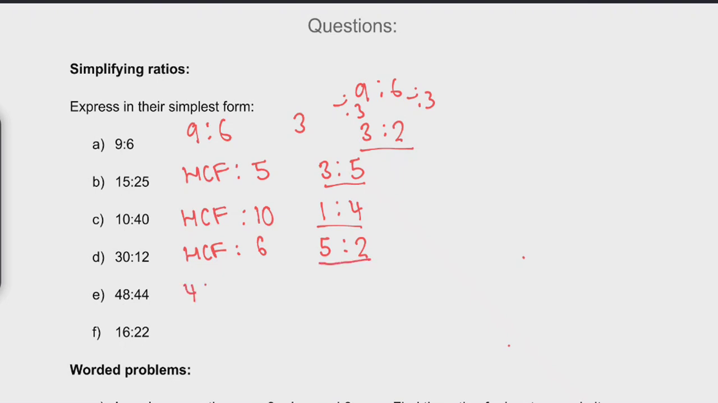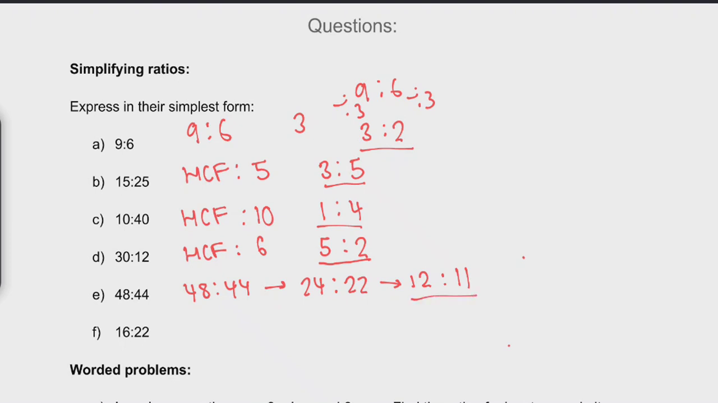Now, let's try 48 to 44. This one's a little tricky. These numbers are really large. I'm not sure what the highest common factor is, but I know that 2 is a factor. So let's divide either side by 2. 48 divided by 2 is 24. 44 divided by 2 is 22. I don't think this is in its simplest form. I think it can be divided further. I'm going to try to divide again by 2. 24 divided by 2 is going to be 12. 22 divided by 2 is going to be 11. Now, can I simplify this any further? What goes into both 12 and 11? There is nothing. That is the ratio in its simplest form.